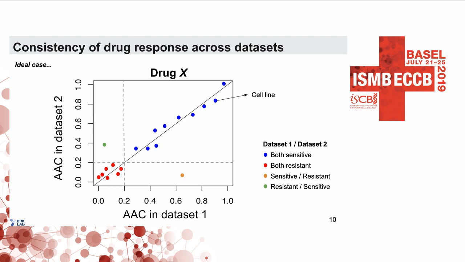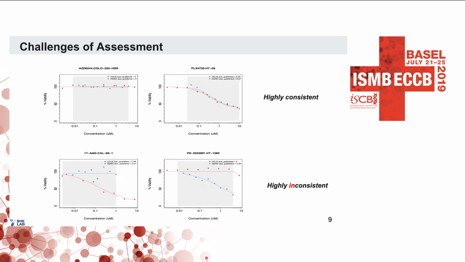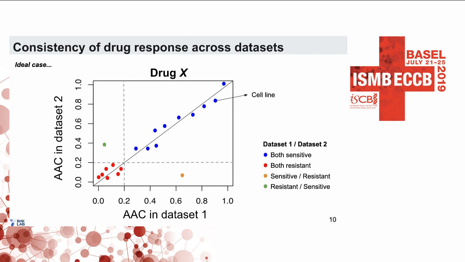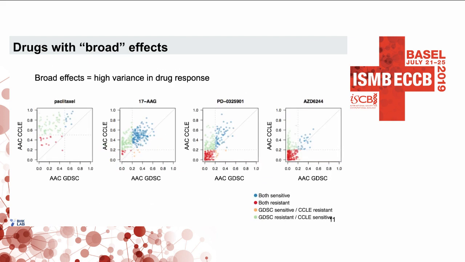Through this slide, I always use AAC, which is the area above the drug dose response curve. If it's 0, it shows resistance, and if it's close to 1, it shows completely sensitive. So those red points are resistant. Those blue points, we expect some sensitivity, and then we expect some inconsistent cases like the green and the orange dots that I'm showing here. This is what we expect, but this is what we observe.